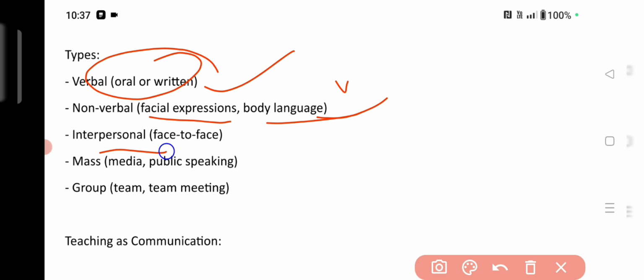Interpersonal is face to face, one person with another person. Intrapersonal means inside the person, talking to oneself. Mass communication means media and public speaking, etc. Group communication means the team, collaboration, team meetings and everything.